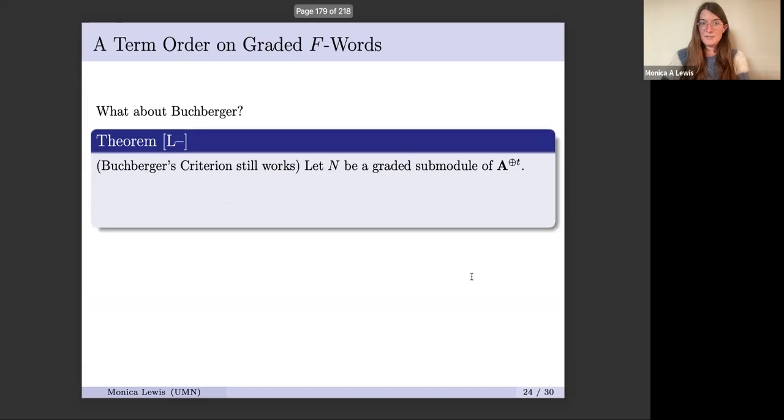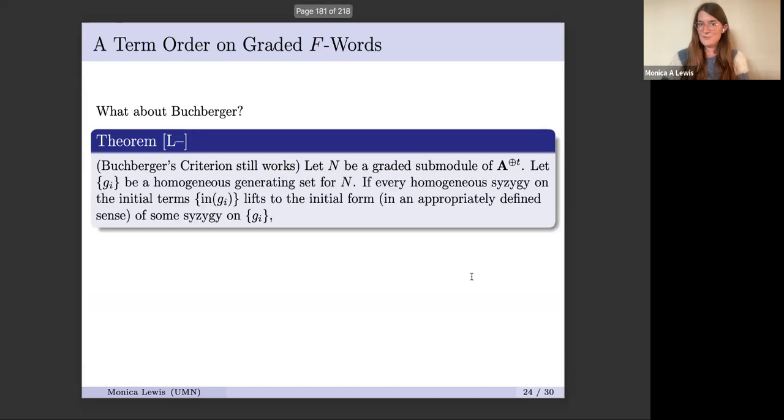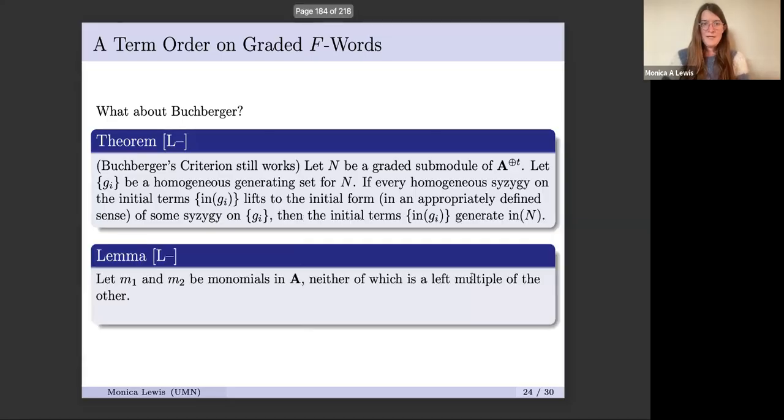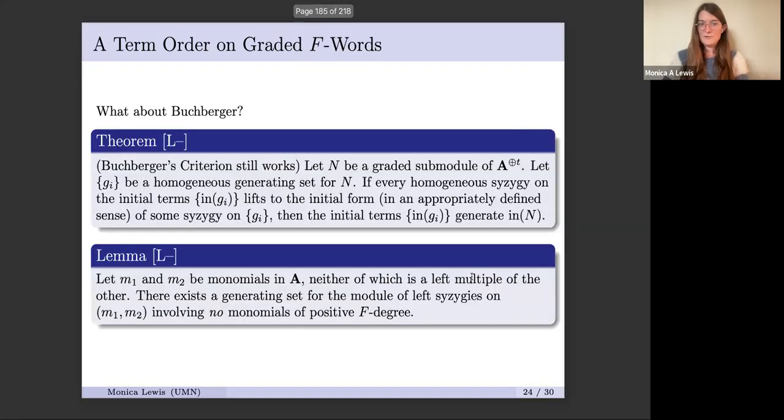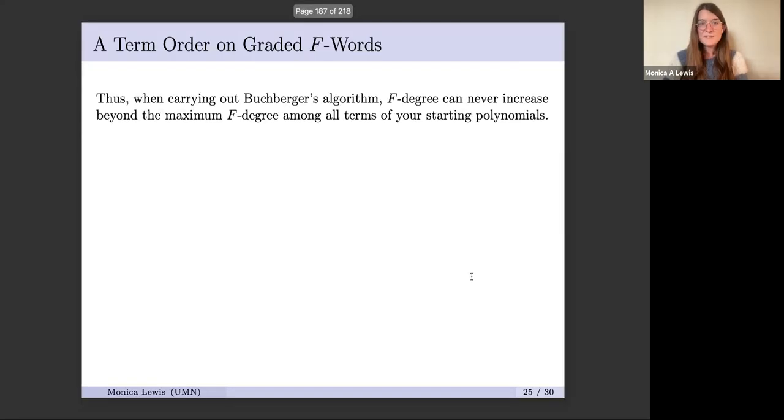I will make as a comment that something that deserves to be called Buchberger's criterion still holds about lifting initial terms of syzygies to syzygies on initial forms being a criterion for whether something is a Gröbner basis, where Gröbner basis means that the initial terms generate the initial module. And I won't give too much of an indication of why Buchberger's algorithm here works. I will just mention that it does. But the important thing is that there is an explicit Buchberger's algorithm that you can carry out.